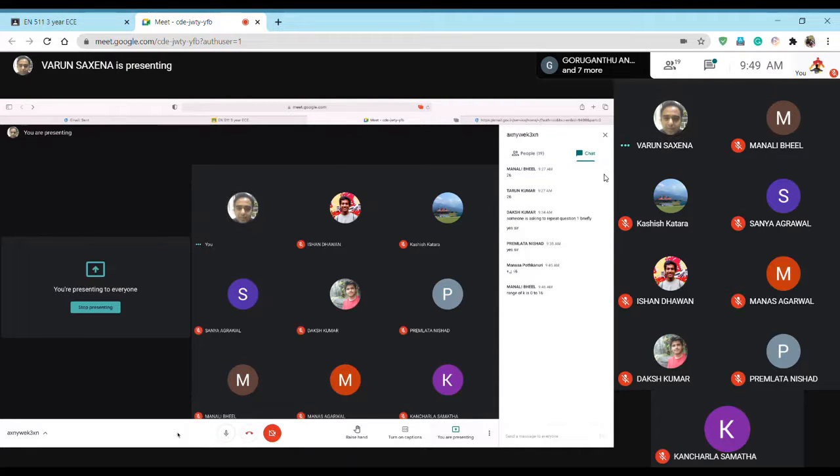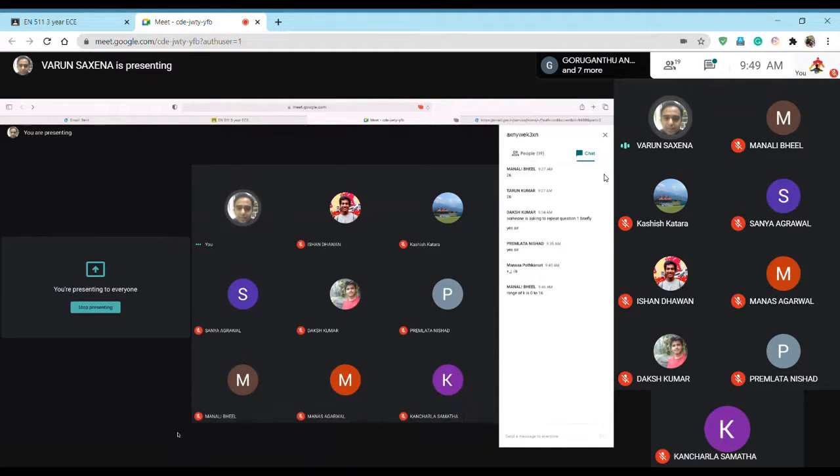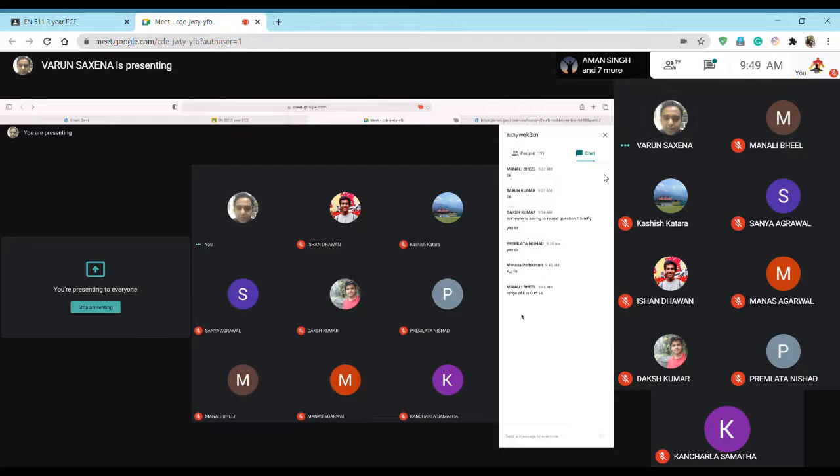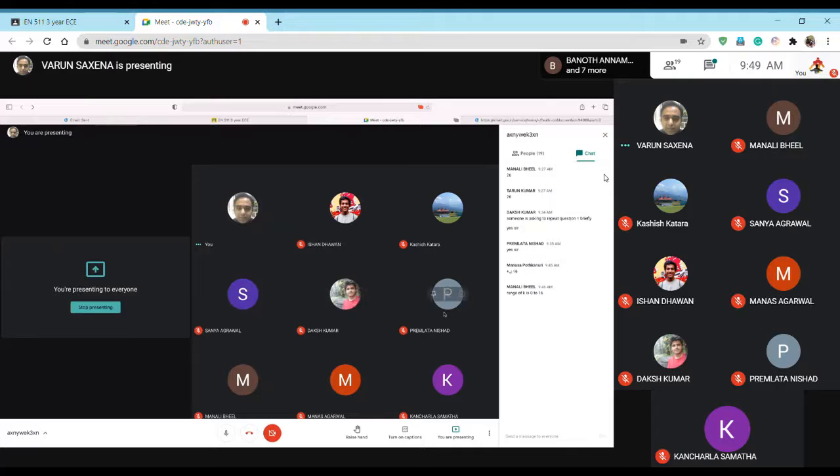Yeah, so root 6 and root 6 is not correct. Range of k from 0 to 16, well, this is incorrect, so obviously this value will also be incorrect. Not correct. Manali. Ishan, did you get any answer? Kashish? No answer. Daksh? Sanya? Manas?